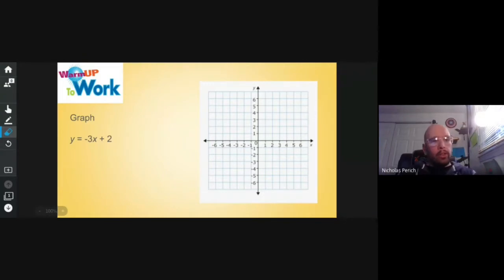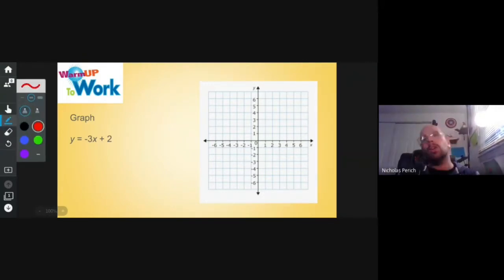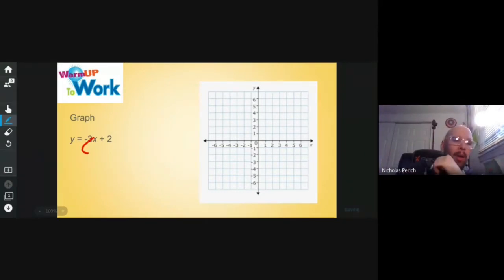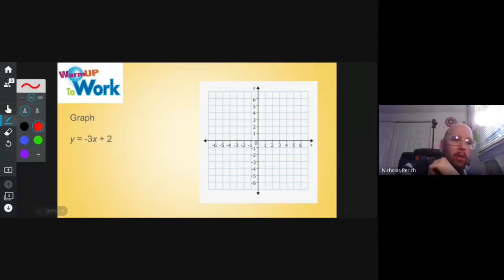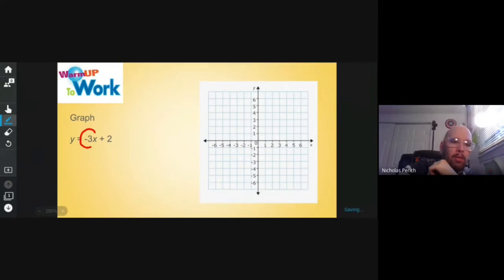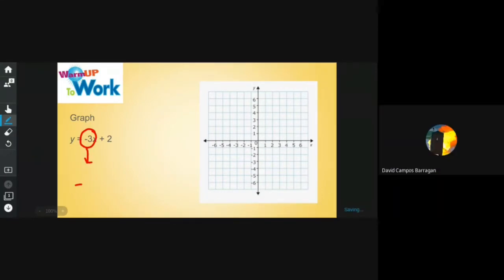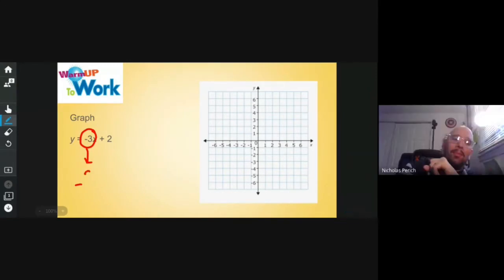So we're going to start today's lesson by doing a simple graph. Remember, when you graph, you are looking at an equation, and when y is all by itself, all by its lonesome, the number in front of x is my slope. So my slope is negative 3. There is an invisible 1 under the 3. Thank you, David. So I'm going to put an invisible 1 under the 3. That's my slope.